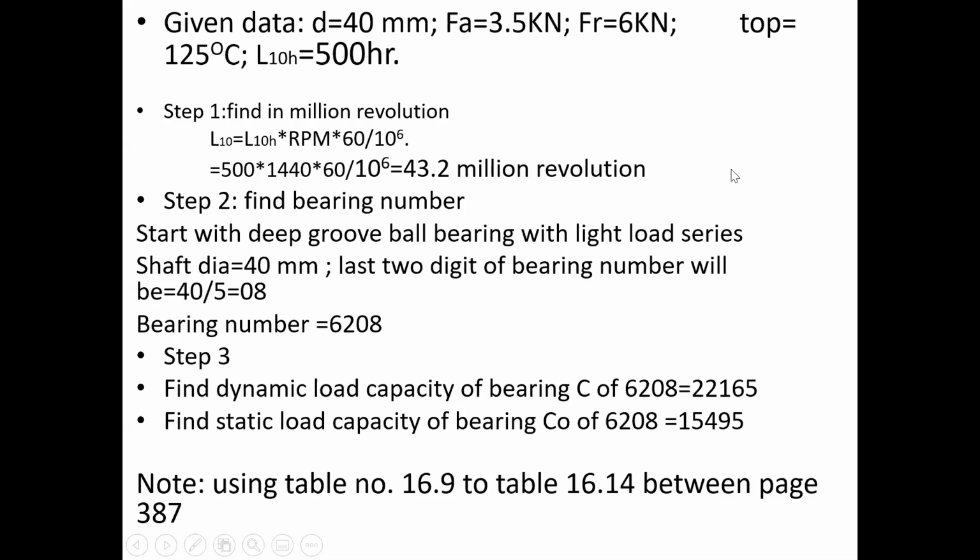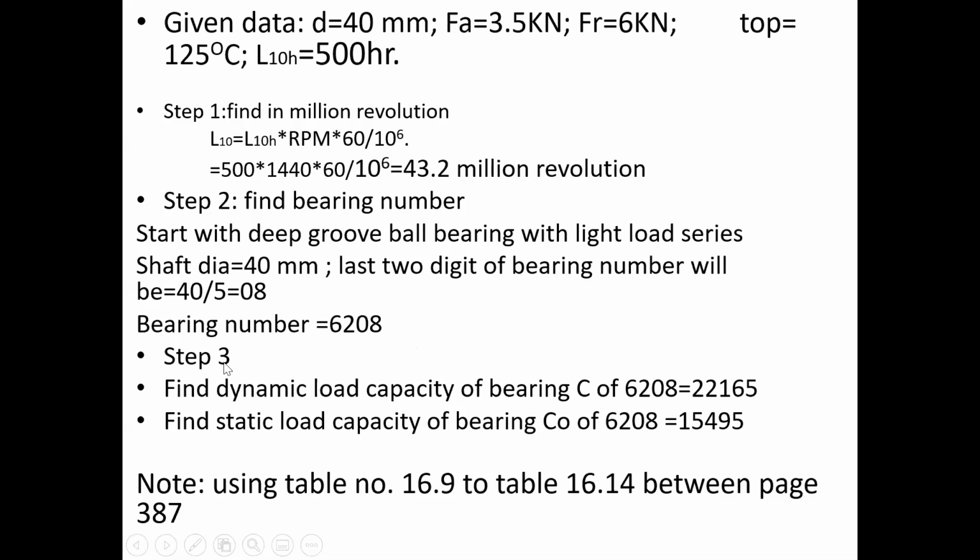Now the second step is to find out the bearing number for first checking. We'll start with the deep groove ball bearing with light load series. That means the first two digits of the bearing number are fixed, that is 62, and the shaft diameter is 40. So the last two digits will be 40 divided by 5, that will be equal to 8. So the bearing number which we have to check is 6208, whether it is suitable for the application or not.